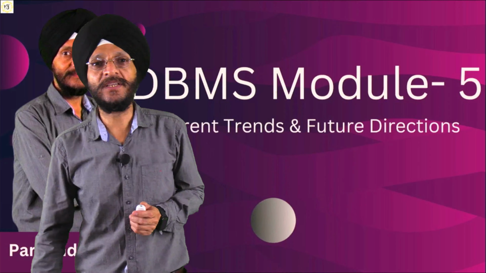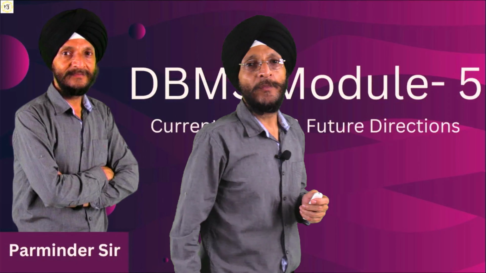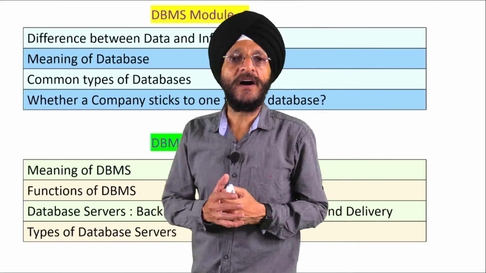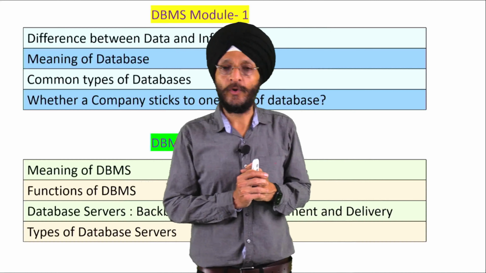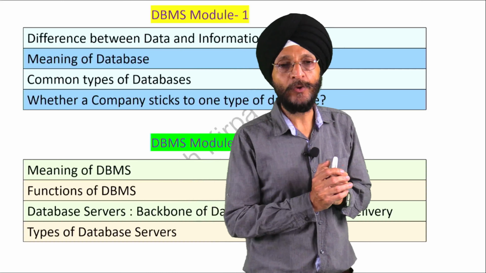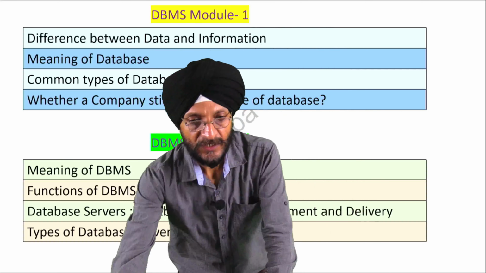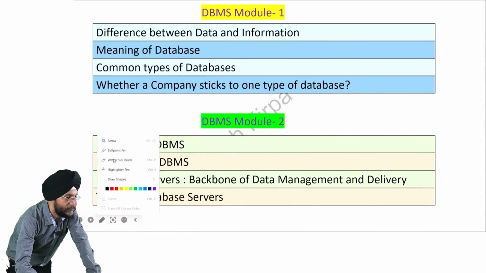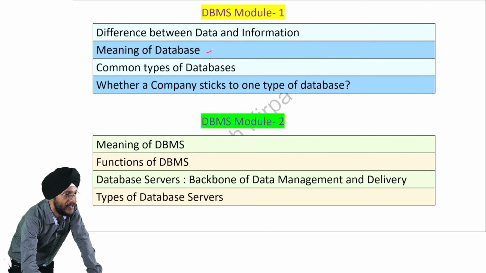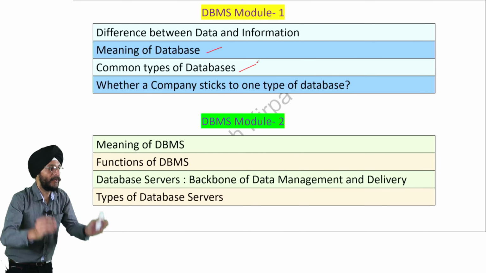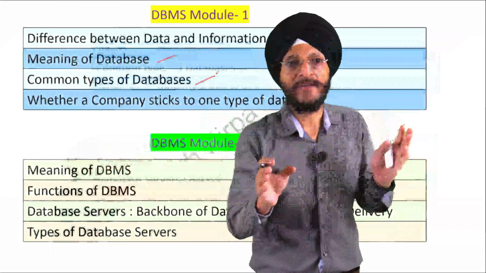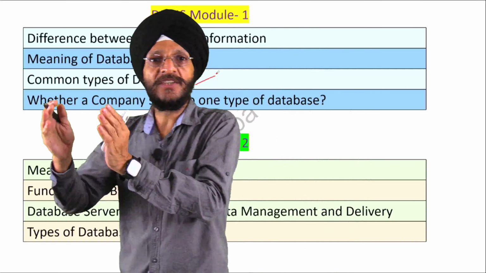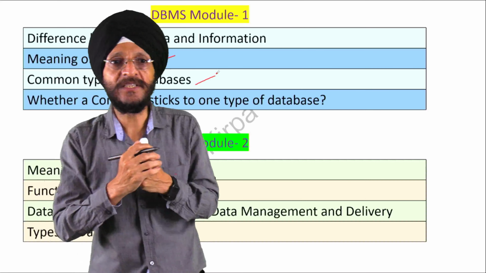Our today's topic is DBMS module 5. We have already uploaded 4 modules, and in the first module we had learnt about the difference between data and information. Then what is the meaning of database, what are the common types of database, whether a company has to stick or whether a company sticks to only one type of database.